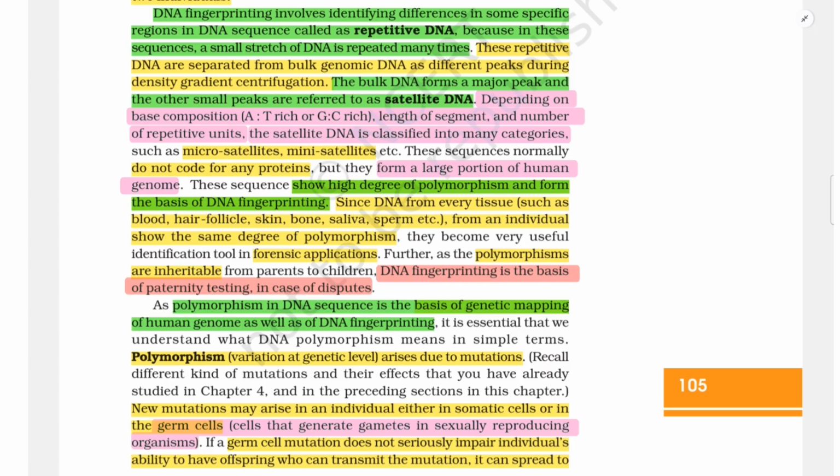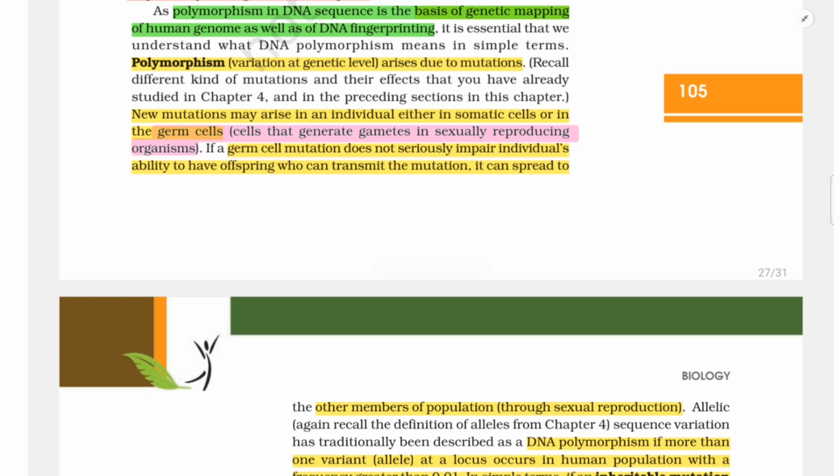Since DNA from every tissue such as blood, hair follicle, skin, bone, saliva, sperm, etc. from an individual shows the same degree of polymorphism, they become very useful identification tool in forensic applications. Further, as the polymorphisms are inheritable from parents to children, DNA fingerprinting is the basis of paternity testing in case of disputes. As polymorphism in DNA sequence is the basis of genetic mapping of human genome as well as of DNA fingerprinting, it is essential that we understand what DNA polymorphism means in simple terms.